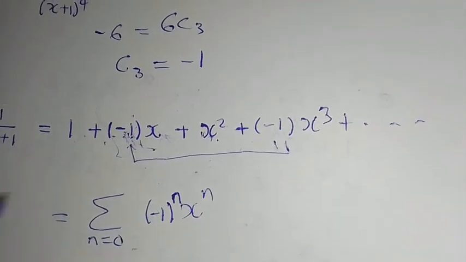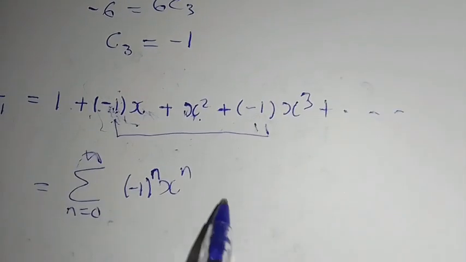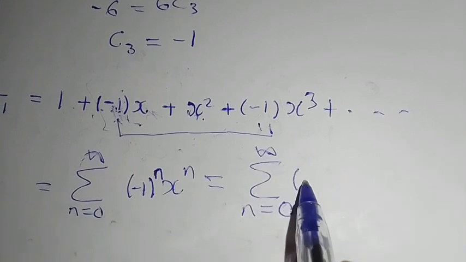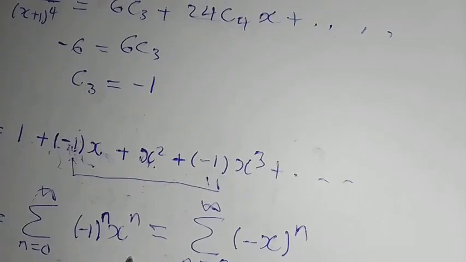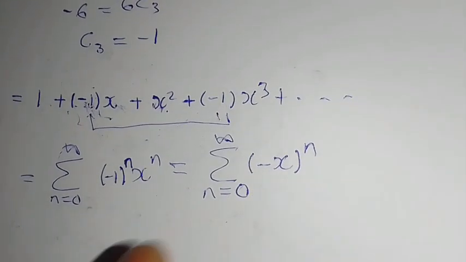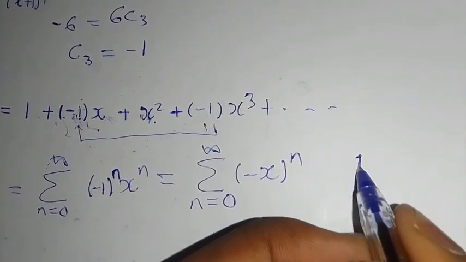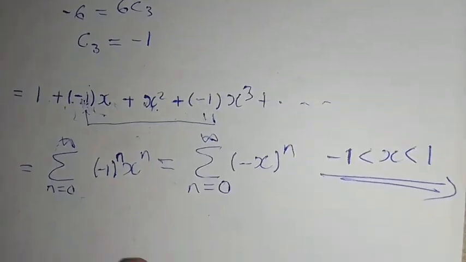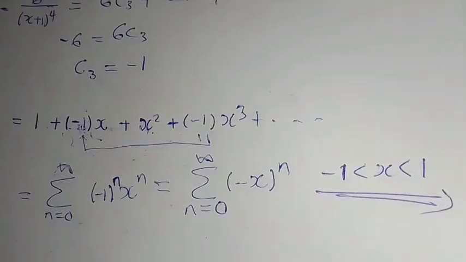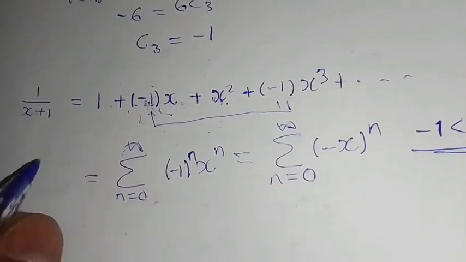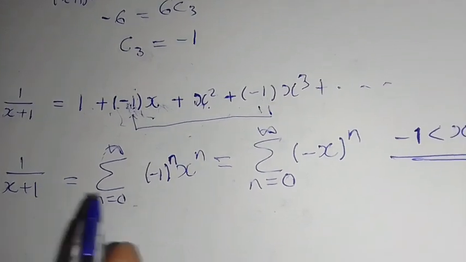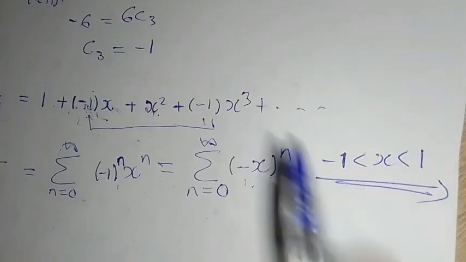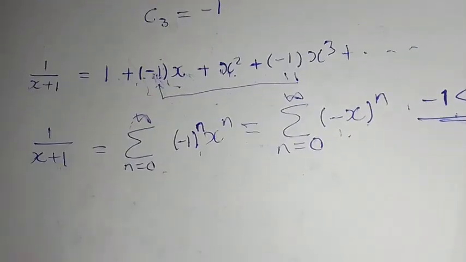Then we basically have something like this, which you can regroup and then just have a summation of, technically, minus x to the power of n. And if you check, this is a geometric series, so the convergence interval of that is basically minus 1 to 1. So that's where we can evaluate this series. So we know that 1 over x plus 1 is basically expressed as something like this, or like this, it doesn't really matter, where x is between minus 1 and 1.